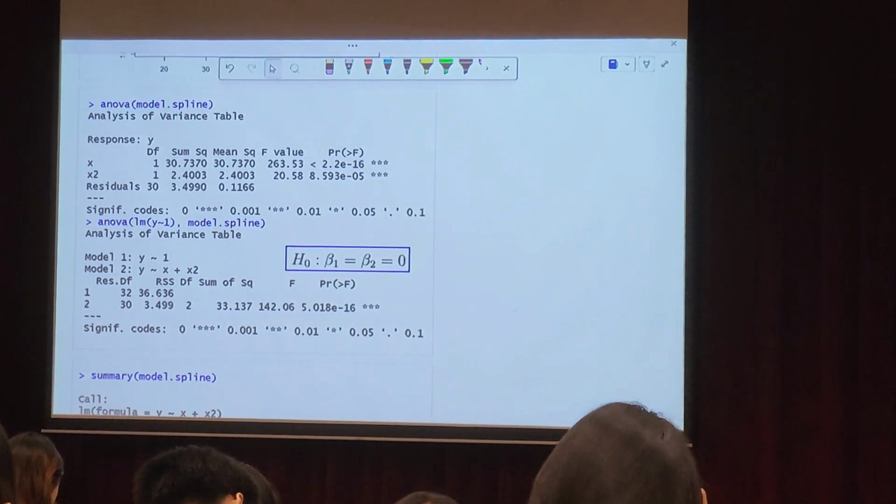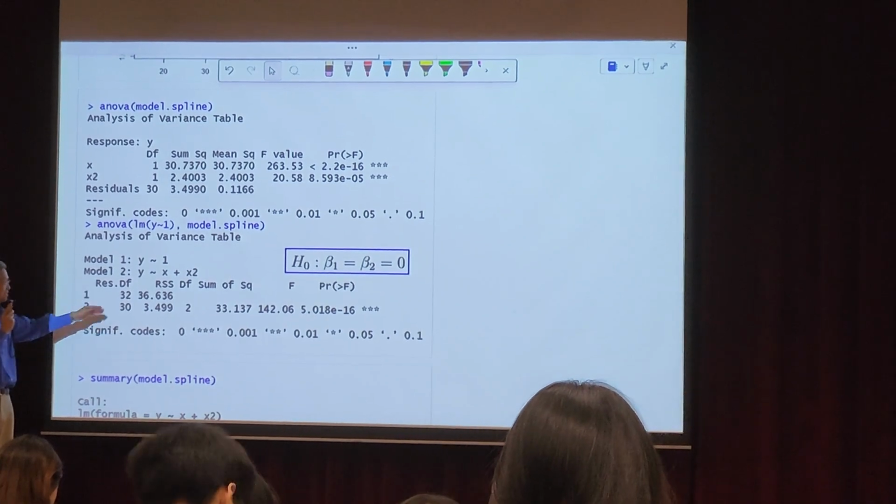So, this is the test of the overall model. Beta 1, beta 2.